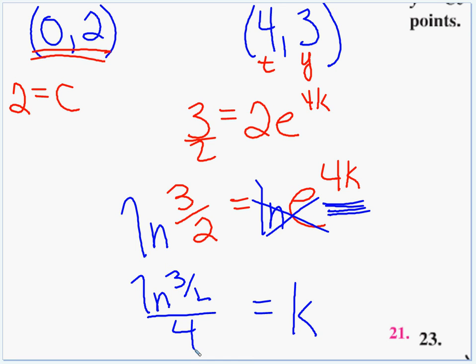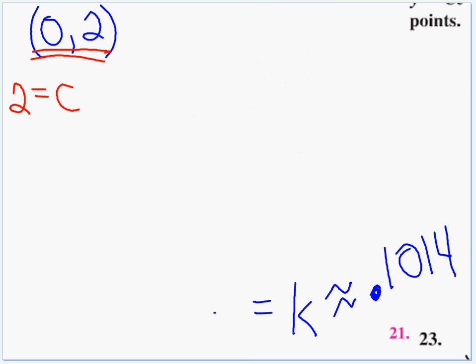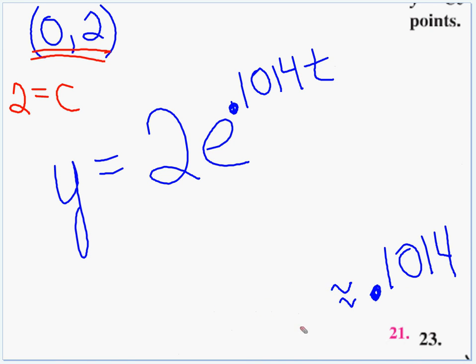And let's turn that into a decimal. So that is approximately 0.1014. So our final equation: y equals 2e to the 0.1014t. Okay, easy ones out of the way. Let's do the trickier one.